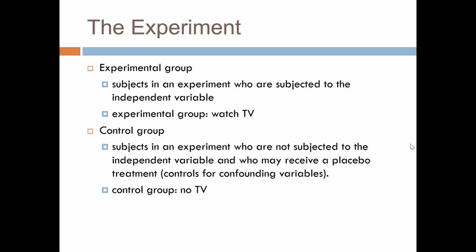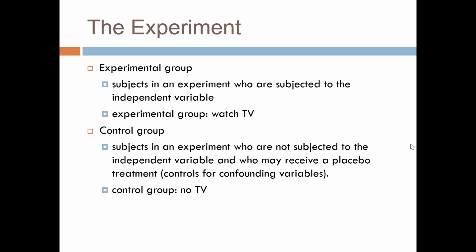In an experiment, we have two groups, the experimental group and the control group. In our example study, examining the effects of violent television on aggressive play, the experimental group would be the group that will watch television, and the control group will not watch any television. The experimental group are the subjects in an experiment who are subjected to the independent variable, in this case, the violent television, and the control group contains the subjects in an experiment who are not subjected to the independent variable and who may receive a placebo treatment, which is a control for confounding variables or extraneous variables.